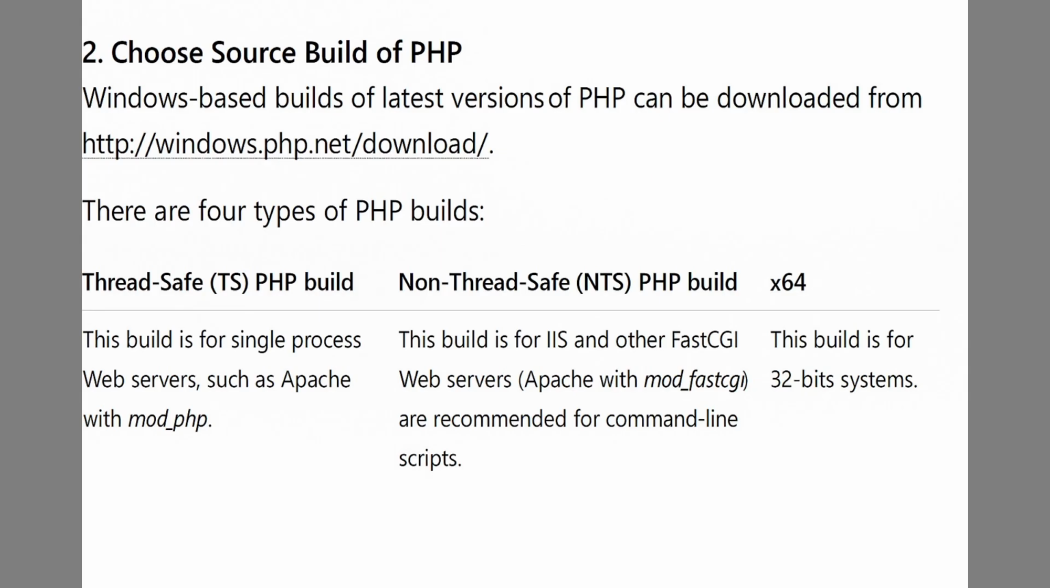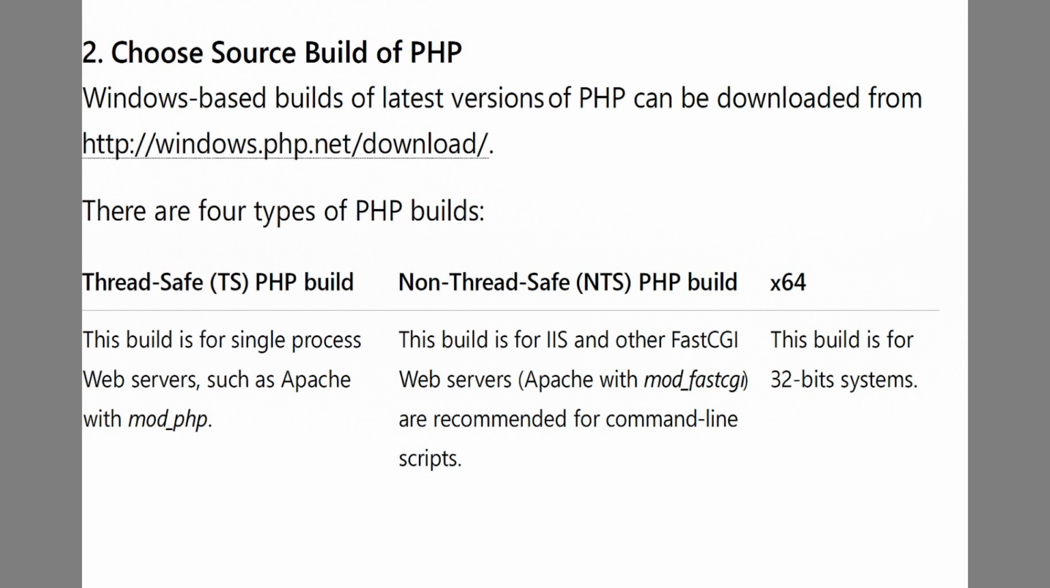Step 2. Choose source build of PHP. Once you've selected and installed your preferred web server, like Apache, the next step is to download the correct version of PHP for your Windows system. PHP provides different builds depending on your setup, and it's very important to choose the right one for compatibility and stability. You can download the latest Windows-based PHP builds directly from the official PHP website at windows.php.net/download. When you visit this site, you'll find multiple download options.